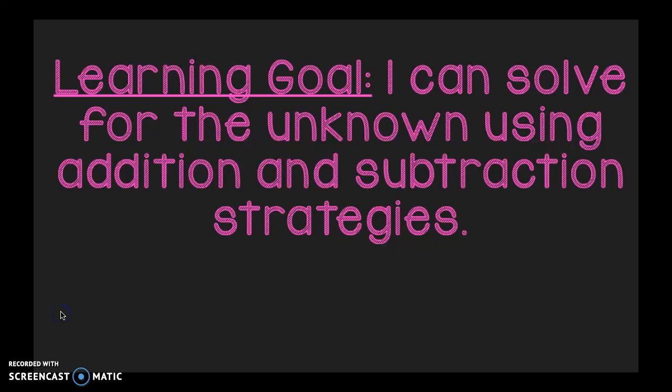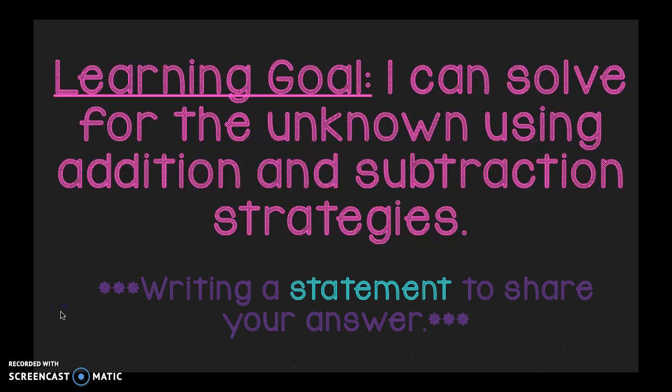Our learning goal today says, I can solve for the unknown using addition and subtraction strategies. That's actually the goal that we've been working on for the last few days. Today we're going to upgrade it a little bit. In addition to our goal, I want us to start writing a statement to share your answer. Go ahead and say the word statement. Good job. A statement is just a sentence that gives information.